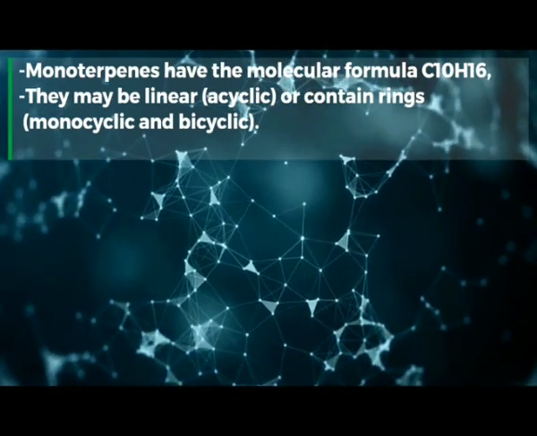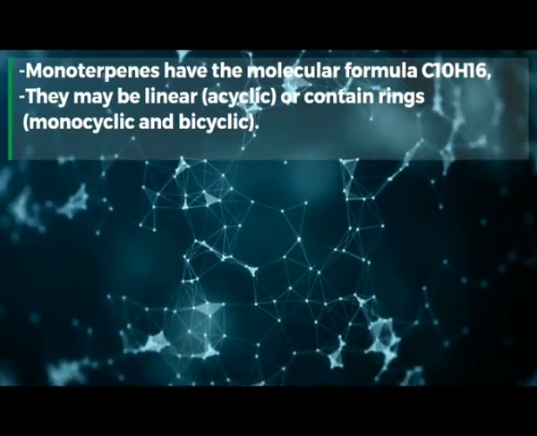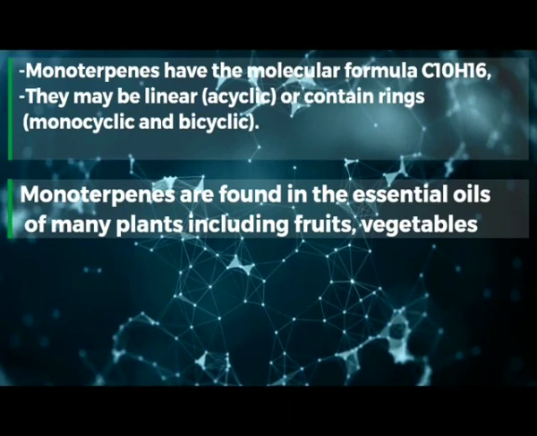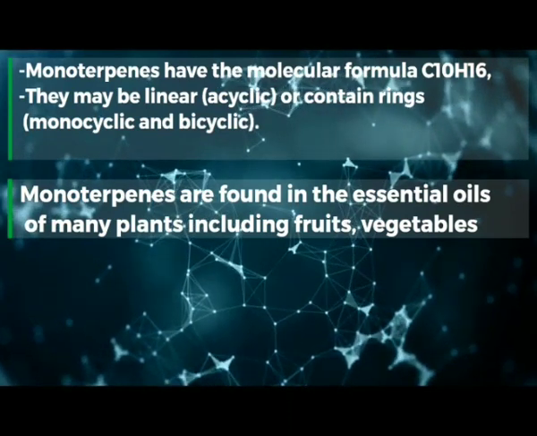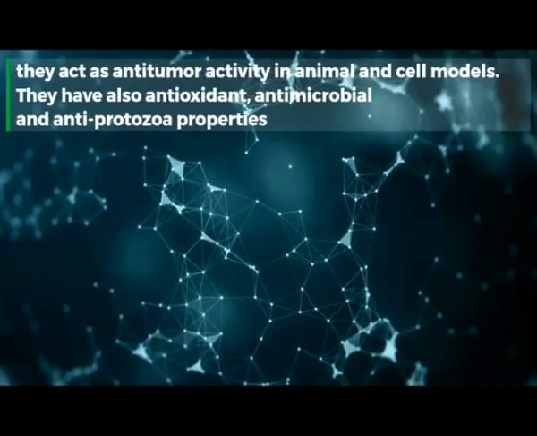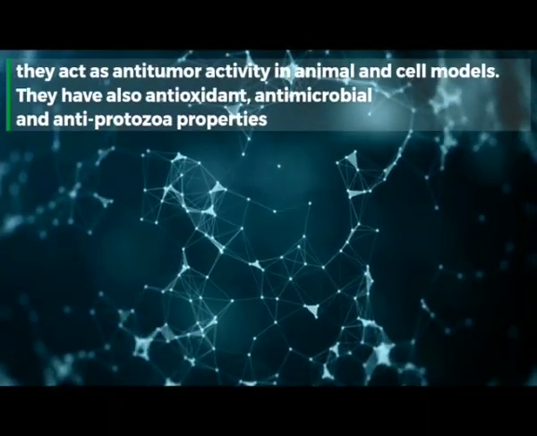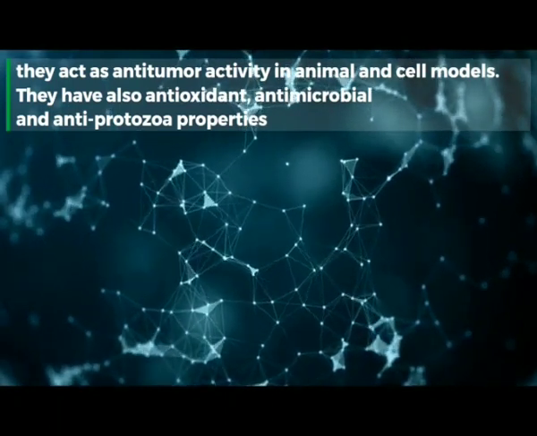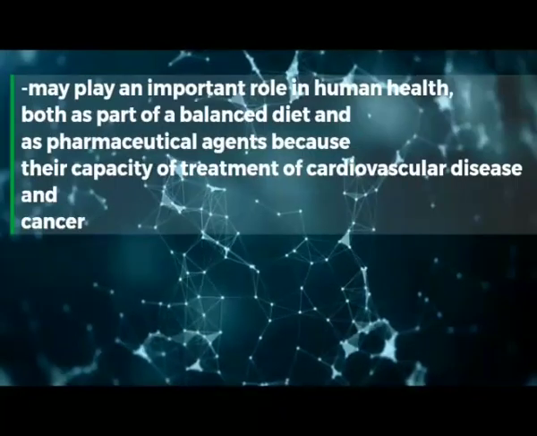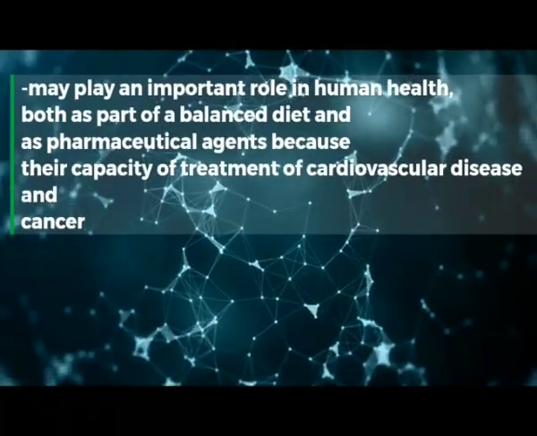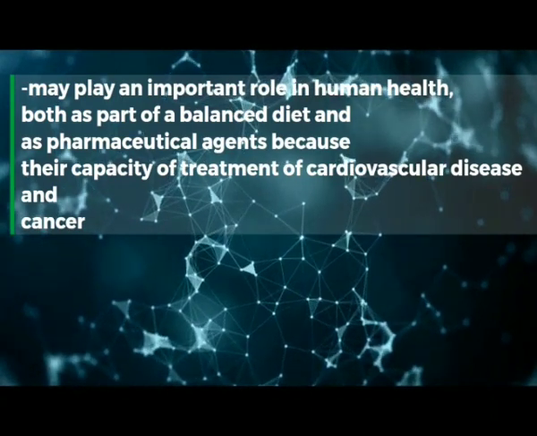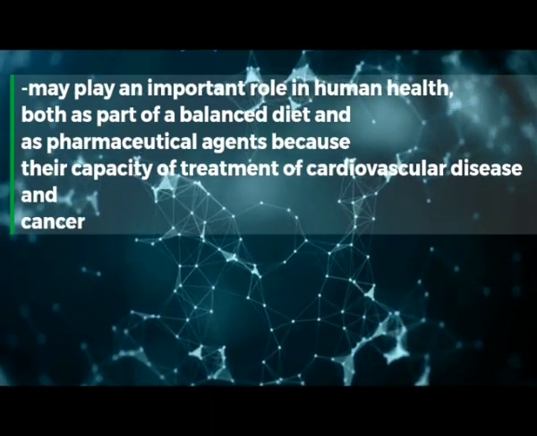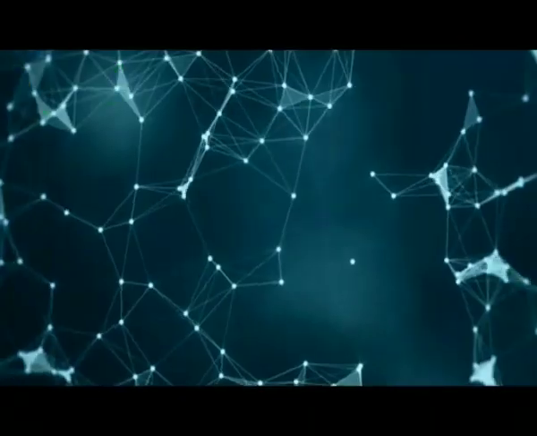Monoterpenes have the molecular formula C10H16. They may be linear, cyclic, or contain rings, monocyclic and bicyclic. Monoterpenes are found in the essential oils of many plants, including fruits and vegetables. They show anti-tumor activity in animal and cell models. They also have antioxidant, antimicrobial, and antiprotozoal properties. They may play an important role in human health, both as part of a balanced diet and as pharmaceutical agents because of their capacity for treatment of cardiovascular disease and cancer.